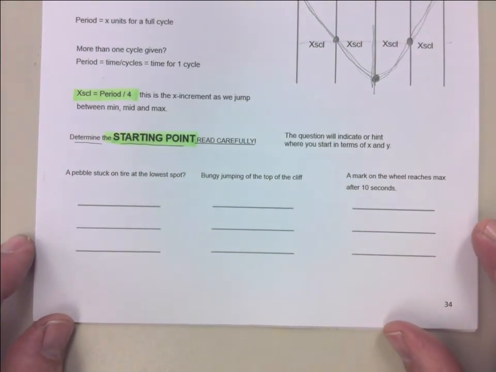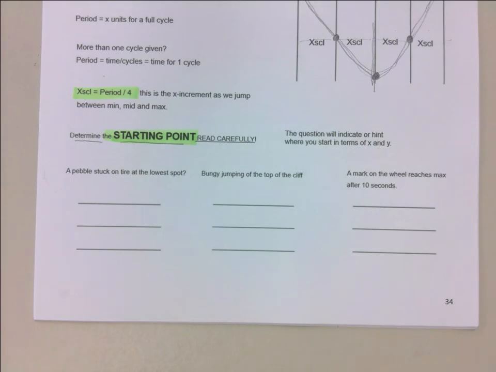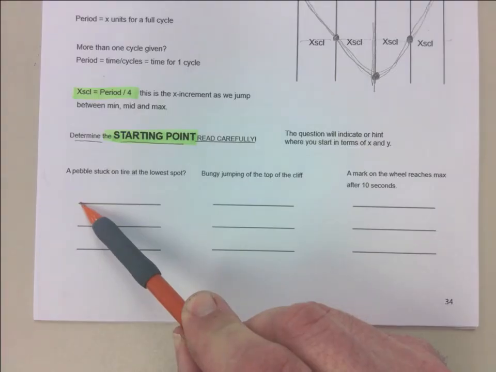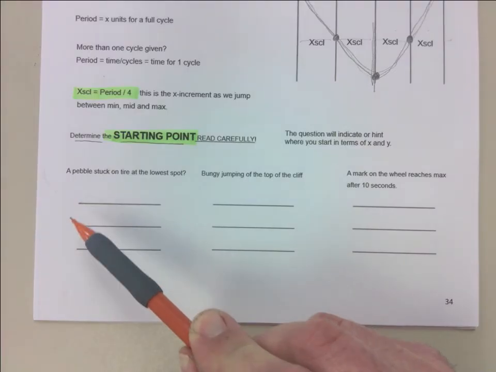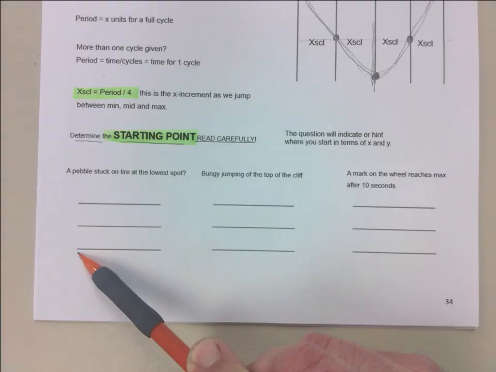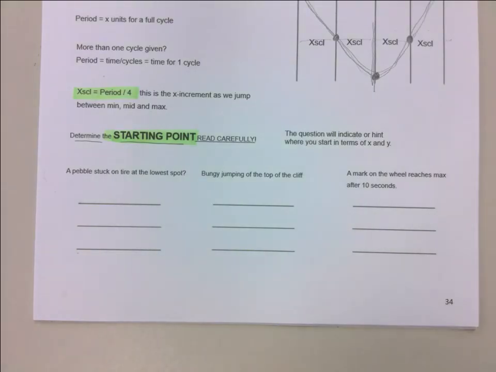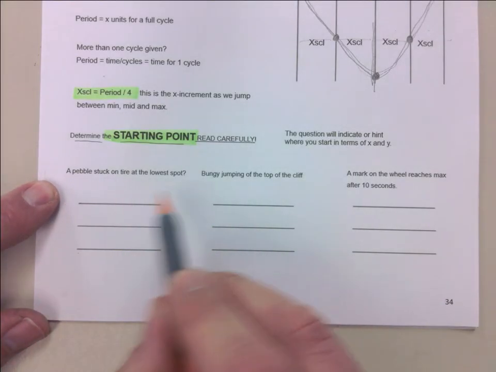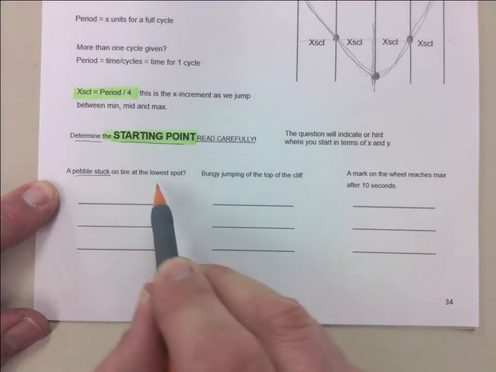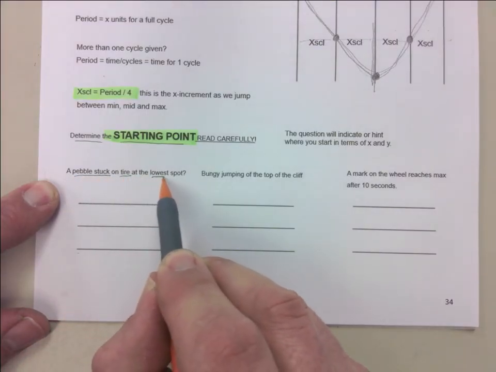Last step is, where am I starting in this situation? Am I starting, listen carefully, on the high point? Am I starting on the low point? Or am I starting in the middle? That's what you have to figure out. The question will give you enough hints. Let's do this one for example. A pebble is stuck on the tire at the lowest point.